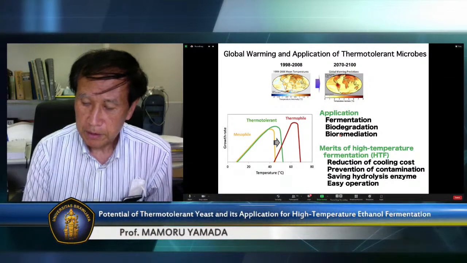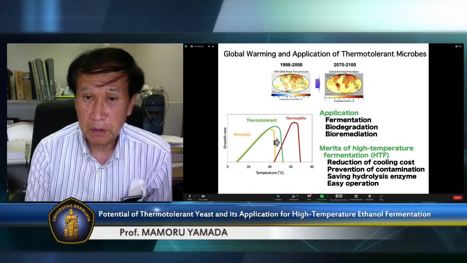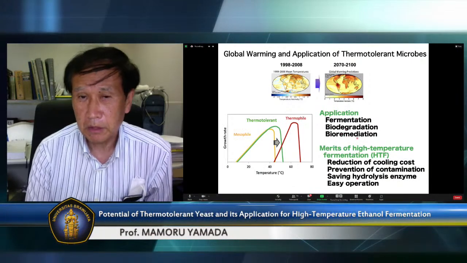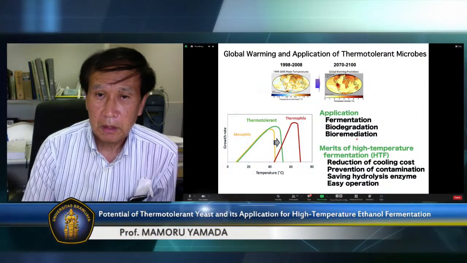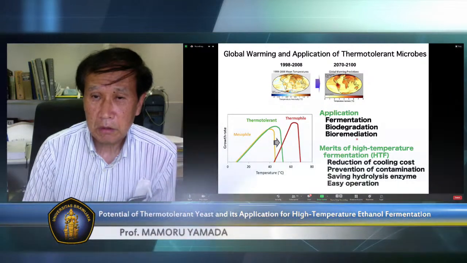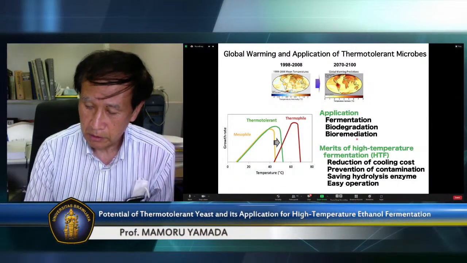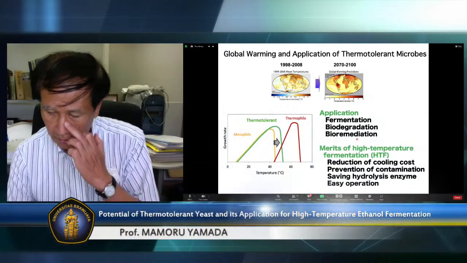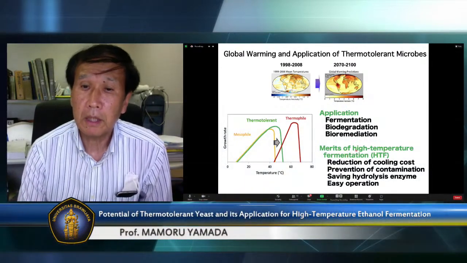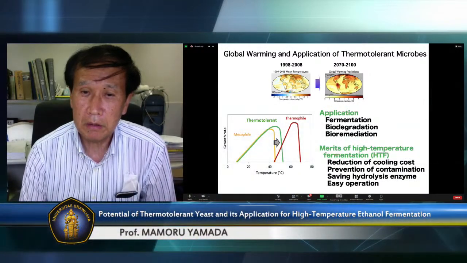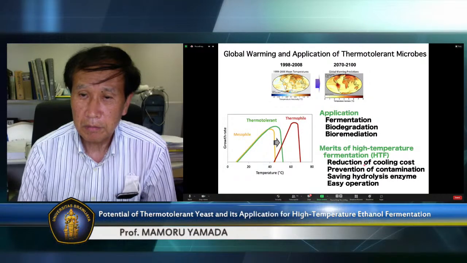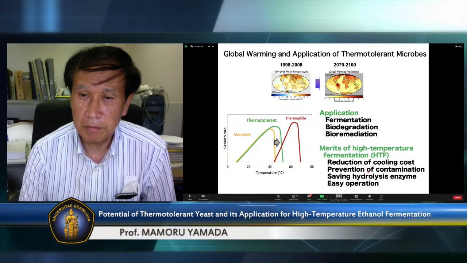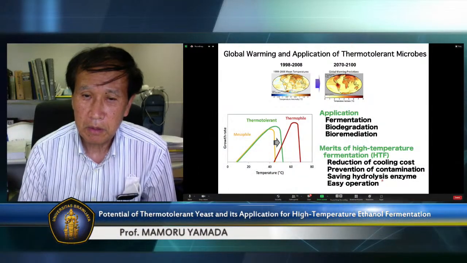We can apply some thermotolerant microbes for fermentation, biodegradation, and bioremediation due to their resistance to heat and many stresses. Especially, high temperature fermentation has several merits. That is reduction of cooling cost, prevention of contamination, saving hydrolysis enzyme cost, and easy operation.